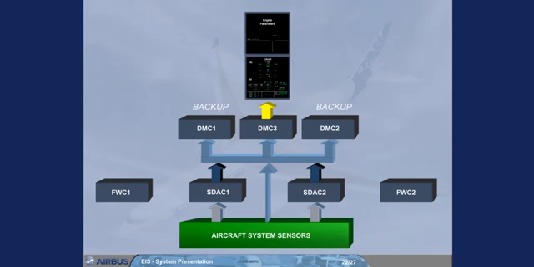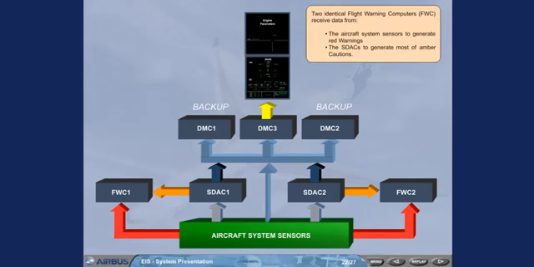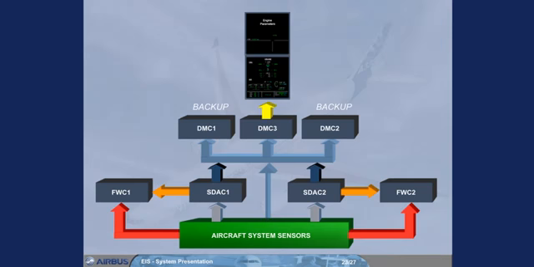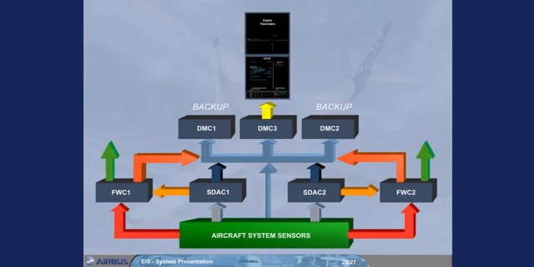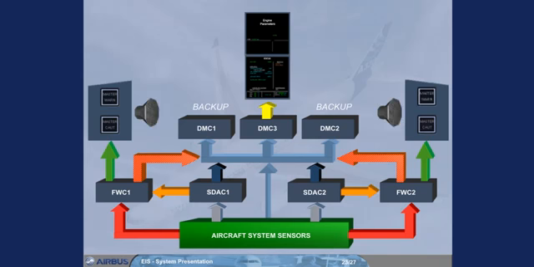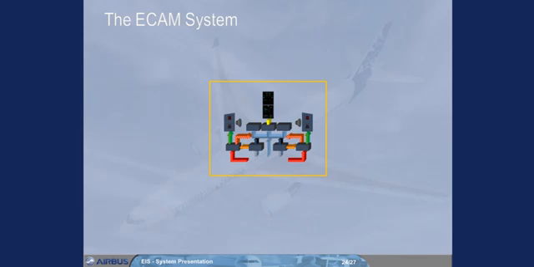Two identical flight warning computers, FWC, receive data from the aircraft system sensors to generate red warnings, and the SDACs generate most of the amber cautions. The flight warning computers then supply the DMCs for the display of alert messages, the attention getters, and the loudspeakers for oral alerts and synthetic voice messages. All the components shown can be collectively called the ECAM system. We will study the use of the ECAM system in a separate module.